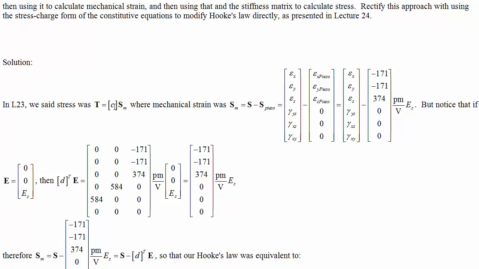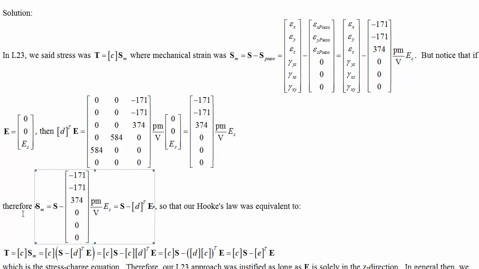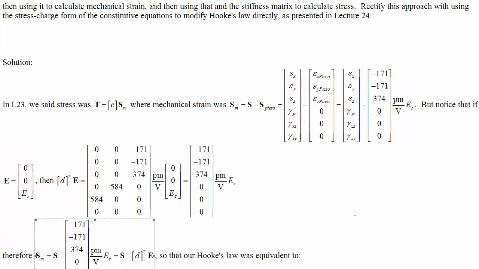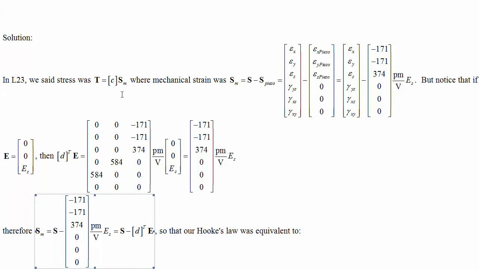Well, in lecture 23, we said stress was just the stiffness times the mechanical strain, where mechanical strain was the actual strain minus the piezo strain, and the piezo strain was this. So we didn't bother to write out the shear terms, but now if we include them, they were just 0 because we didn't add on to any shear. But notice now that if the electric field is just in the Z direction, then taking d transpose for PZT multiplied by that electric field gives us this matrix, which is what we said. So then our mechanical strain was just equal to the actual strain minus d transpose times the electric field. Okay, well that's great. So that seems like it should be justified.